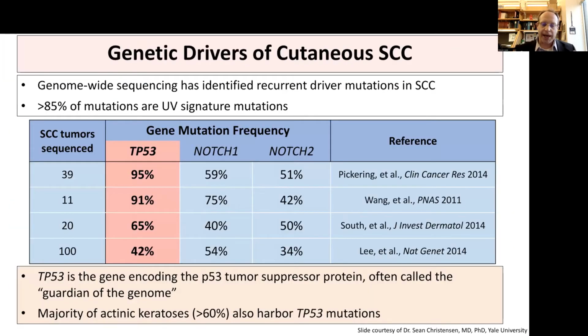So what is it that actually drives this risk of cancer or this progression to cutaneous SCC? Let's take a minute to talk about the genetic drivers of cutaneous SCC. Genome-wide sequencing has identified that over 85% of the mutations are UV signature mutations. And I cite here 4 different studies that looked at the gene mutation frequencies occurring in SCC tumors. And 3 key genes that I want you to take away are P53, Notch1, and Notch2.